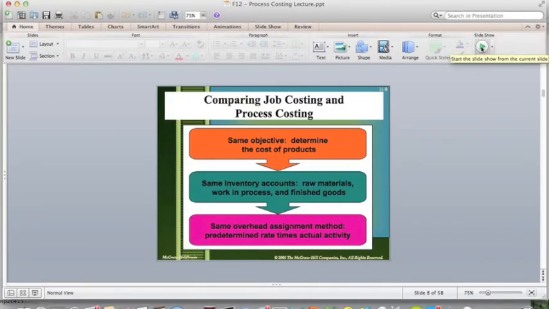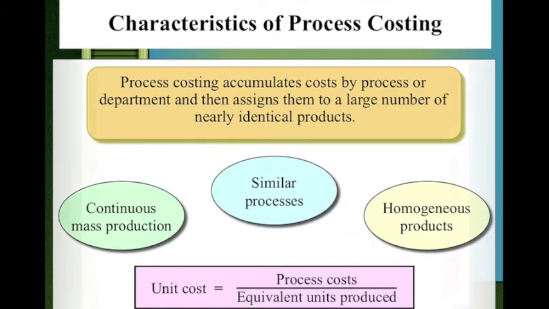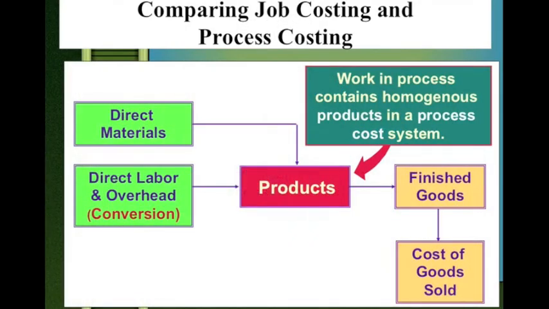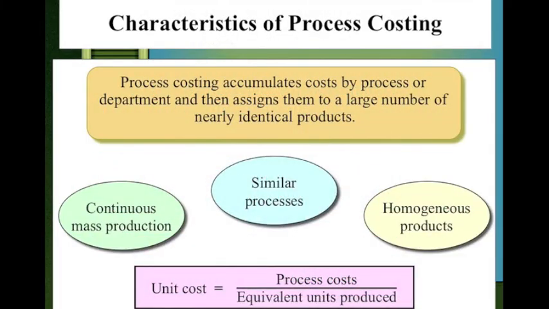So continuing with the comparison between job costing and process costing, we see that it's the same objective. It's just that process costing combines all three aspects into one and then comes up with an equivalent unit pricing.